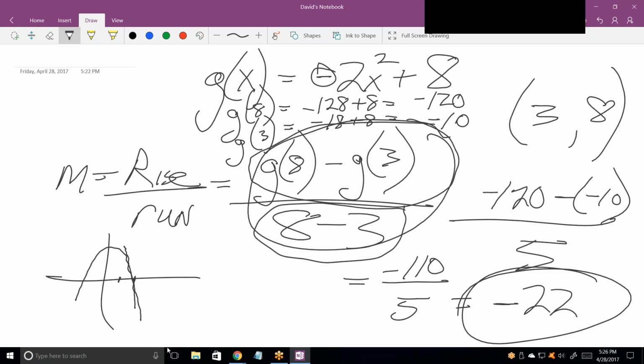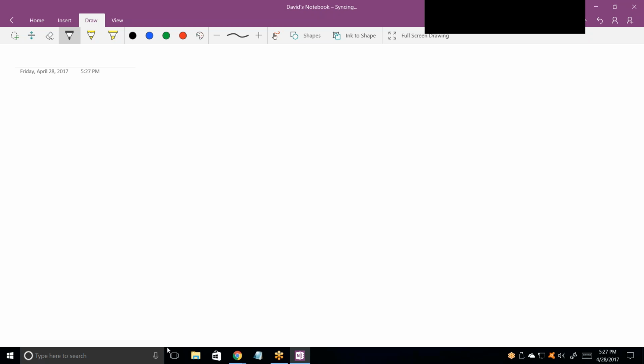In other words, if they wanted the average rate of change between negative 1 and plus 1, it would be 0. That's a zero slope. Whatever the slope is between the two numbers they're talking about. Gotcha. Might have time for one more. Okay, wait, so the answer is negative 22. Yes.